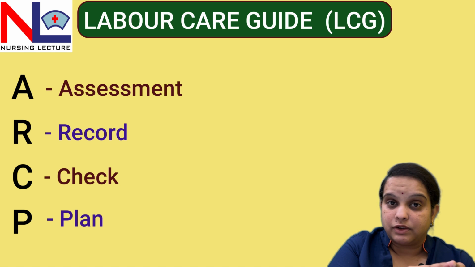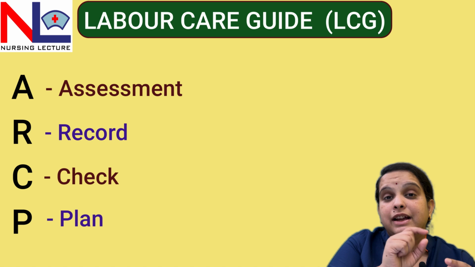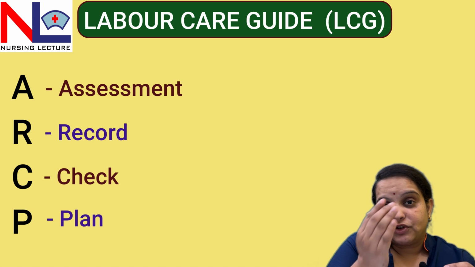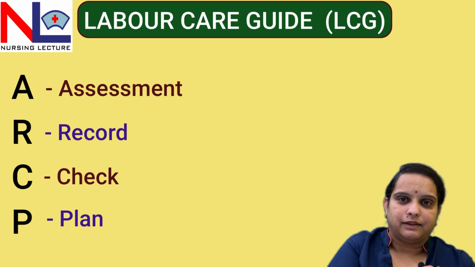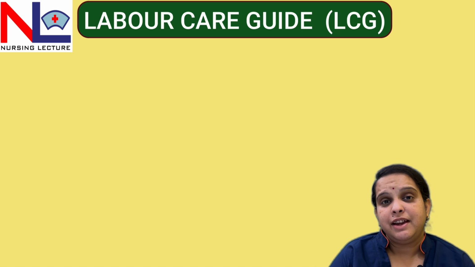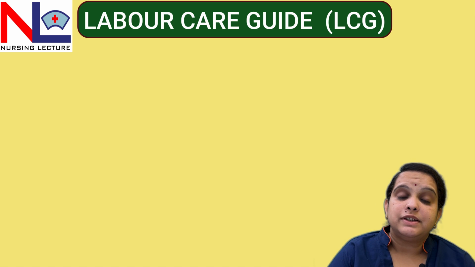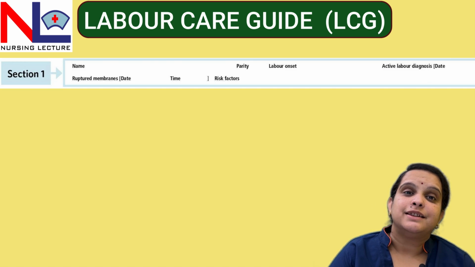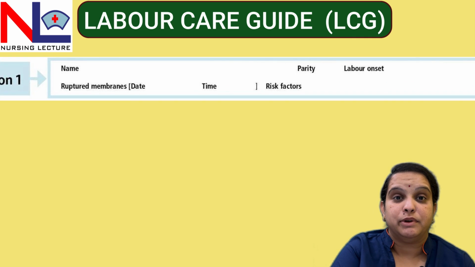That is, you have to assess the condition first, then you have to record, thirdly you have to check with the early signs, and fourthly you have to plan. Now we will see how we can plot on this LCG, on all 7 sections. So the first section you can see here is the identification data of mother and the characteristics of labor.